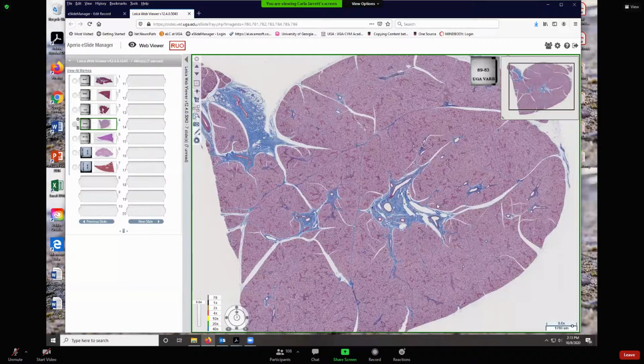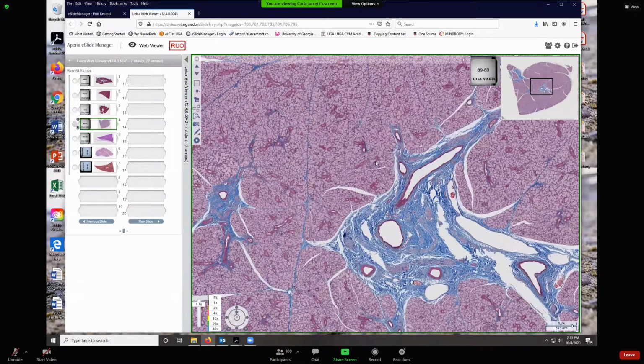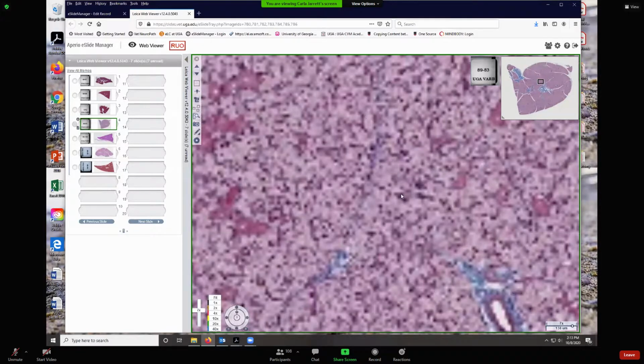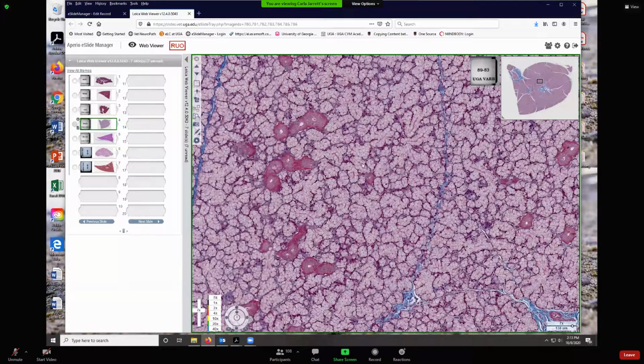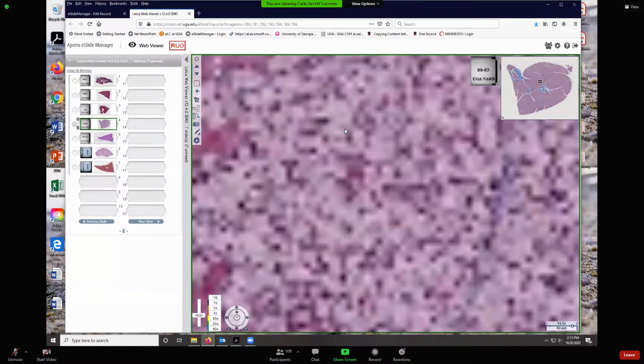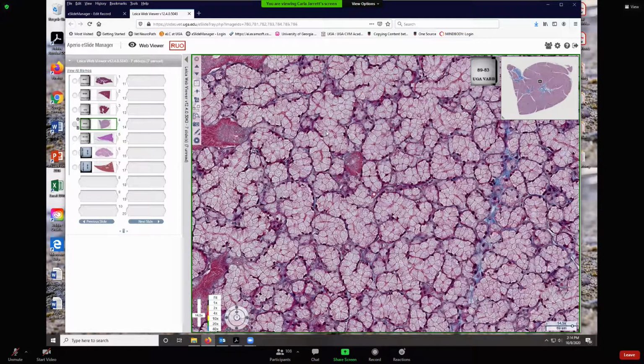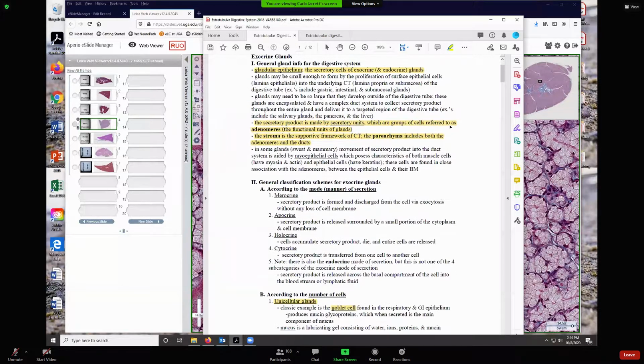That's your connective tissue. Parenchyma is everything else. So it's everything inside these lobules. And what is inside these lobules? Well, the adenomeres, the functional units, these guys right here, and then the ducts. So ducts plus adenomeres equals parenchyma. There, I love to make those little math formulas. It helps me remember things.